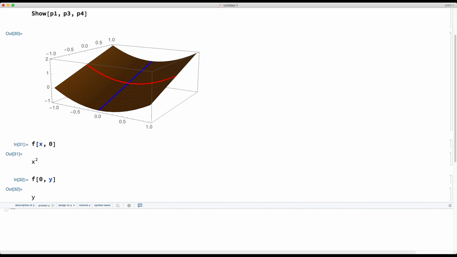The slope of the blue line. Yeah. Okay. And the derivative with respect to x would be the slope of the red parabola. Well, that makes sense. Yeah? Okay. So what we defined here is what we call partial derivatives.